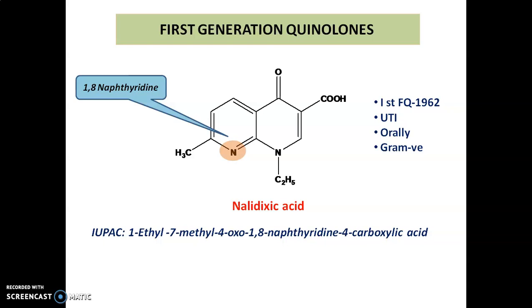Let us discuss the IUPAC name of nalidixic acid. Nalidixic acid contains ethyl group at first position and methyl group at 7th position. So, if we want to give the IUPAC name, we start with 1-ethyl, 7-methyl. At fourth position, there is a presence of oxo group, so we write it as 4-oxo, and the basic nucleus present is 1,8-naphthyridine, 3-carboxylic acid.